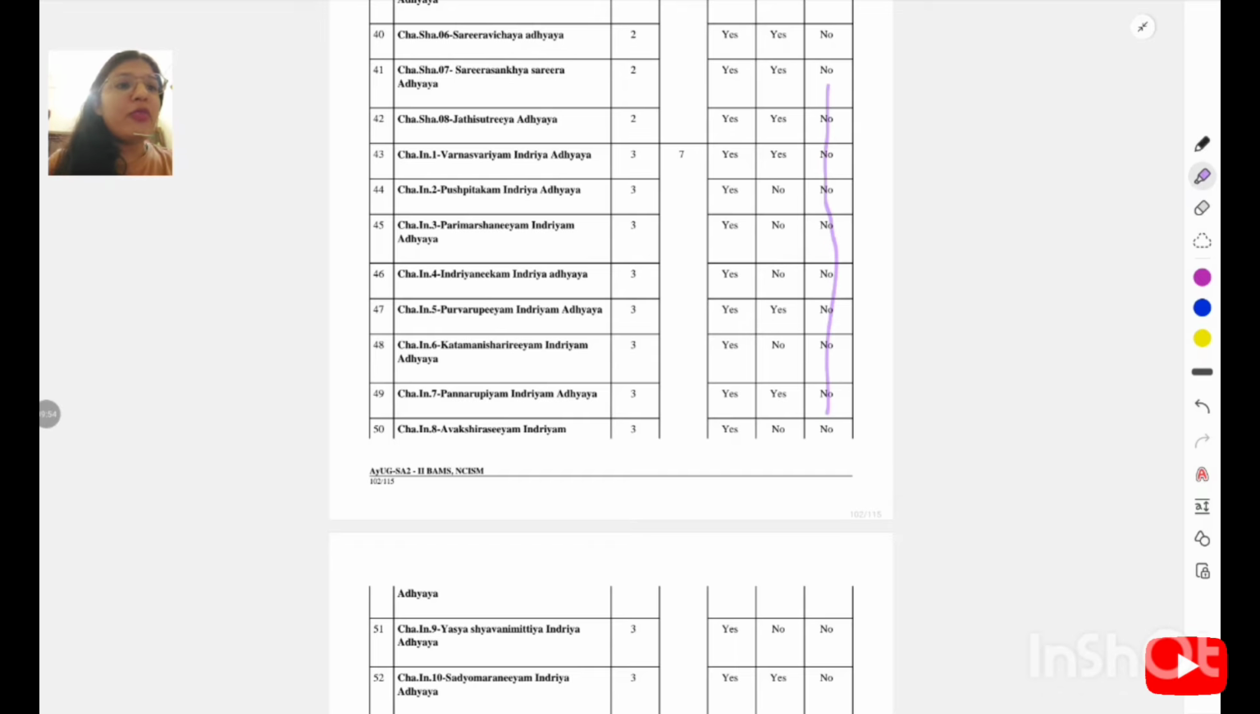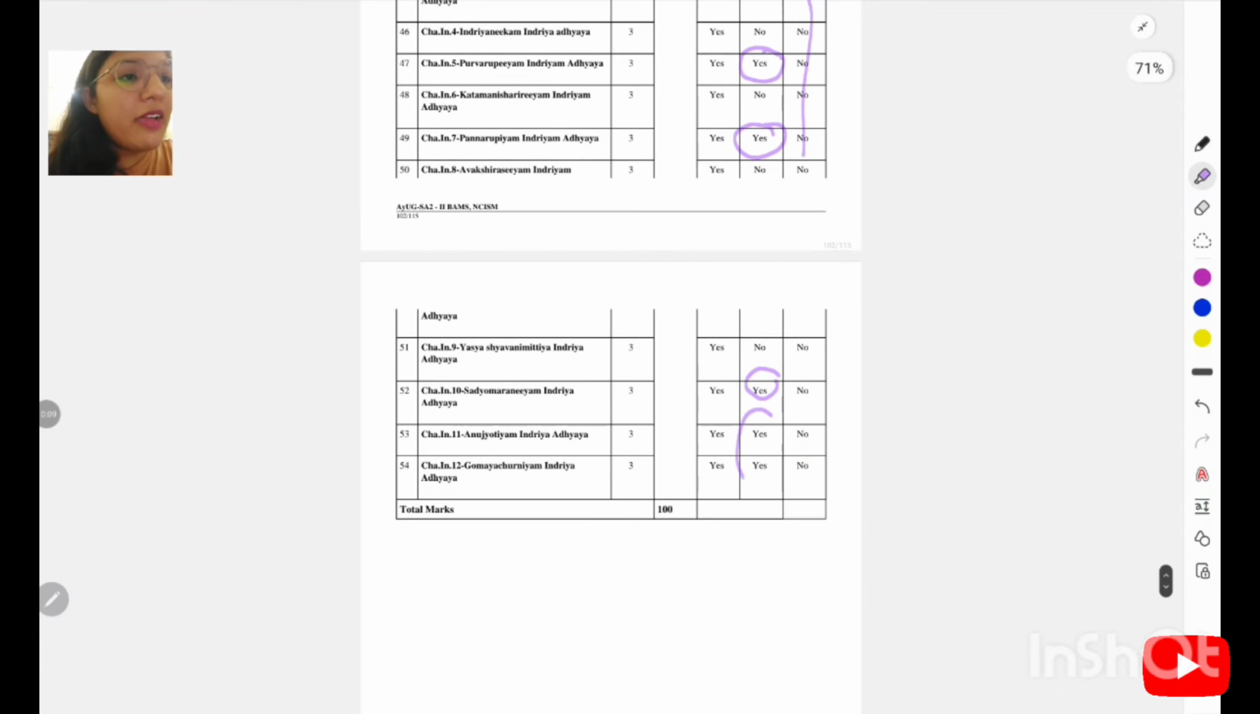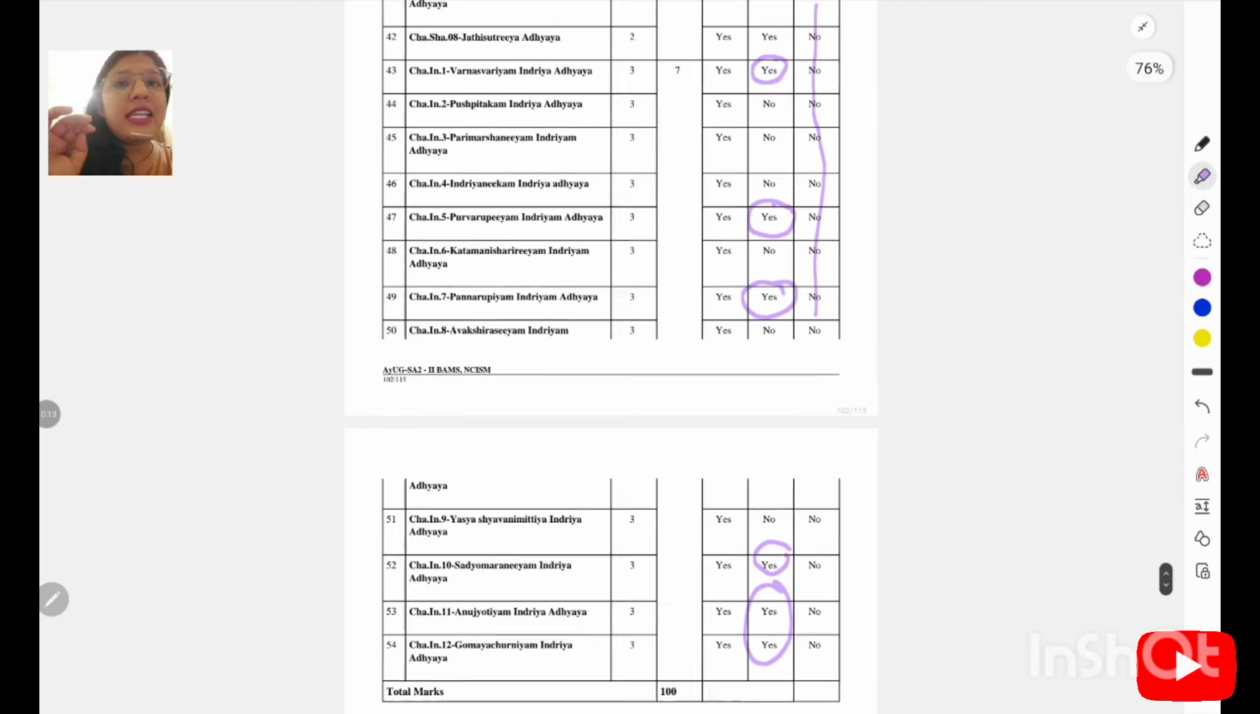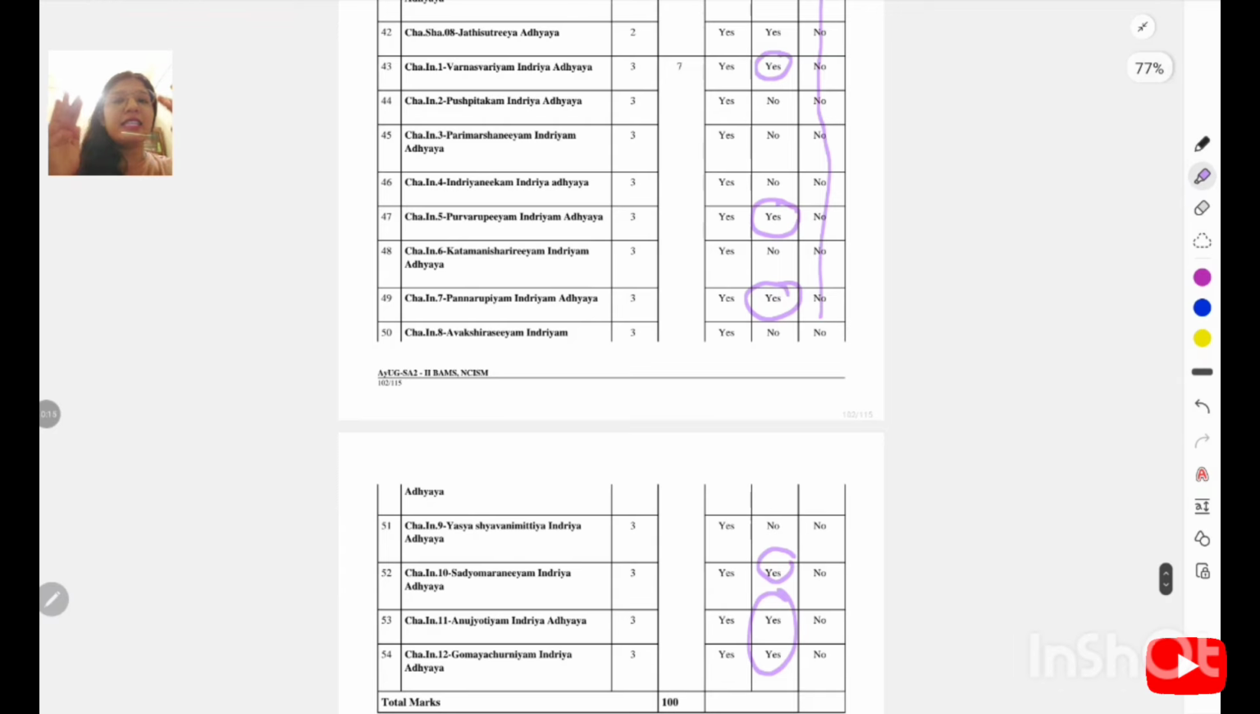MCQ we can't predict because it is coming from all the portions, but for SAQ they are giving only some selected points. For example, the first chapter has a probability, the fifth chapter, the seventh chapter, the 10th chapter, along with 11 and 12. Only this portion, and in that also very few topics, single points, 2 or 3 points, like that, the 5 marks portions are there.